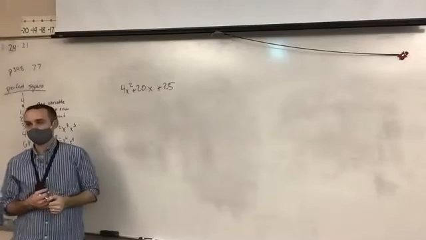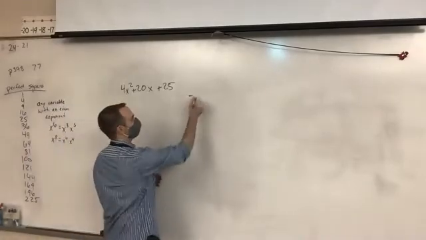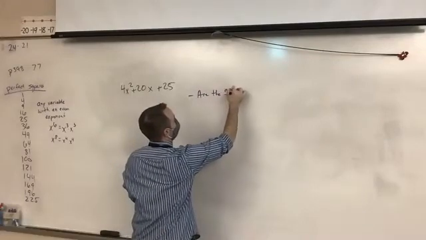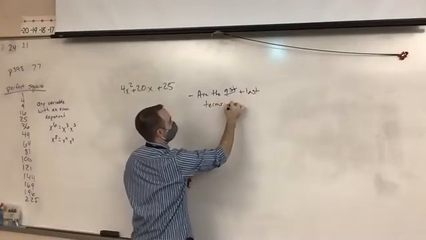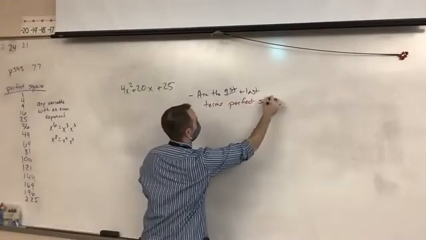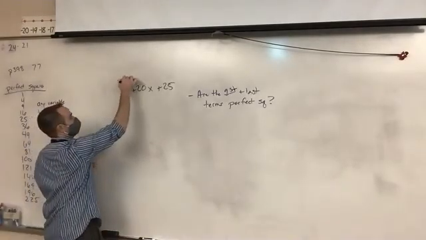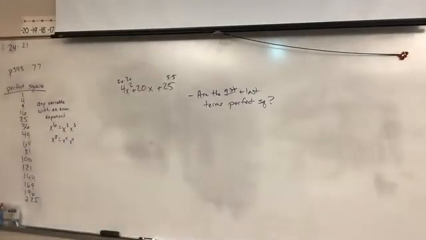What we need to look at to see if the setup is there is we need to ask 2 questions. The first one: are the first and last terms perfect squares? Are they here? Yes. 4x squared is 2x times 2x. 25 is 5 times 5. So they are both perfect squares.